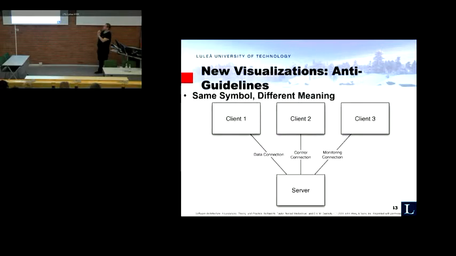Okay. So if you make new symbols, make sure you're consistent. Here we have the same symbol. They're all squares, but they mean different things. So here's a data connection, which might be a control connection, a monitoring connection. So these are 3 different things.